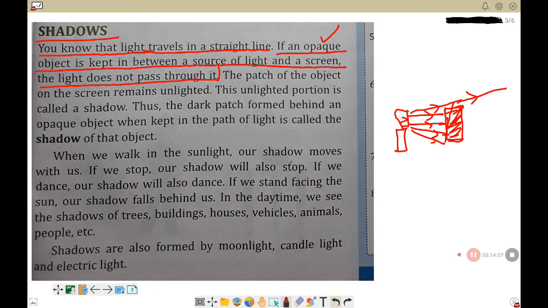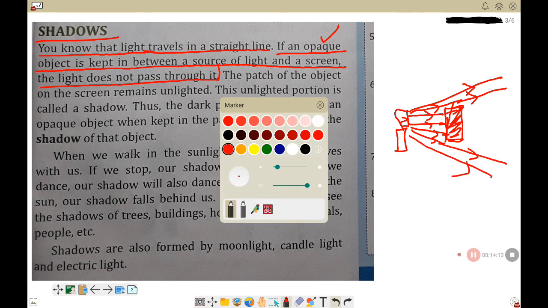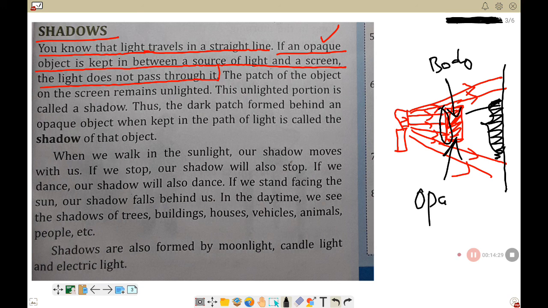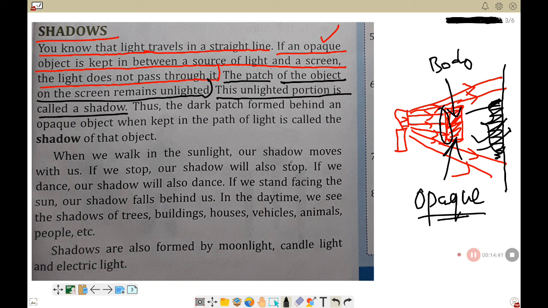So here you see that the light ray is able to pass, but at this point light is not able to pass through this body. Understand? So if I have kept a screen here, this is the area where the light is not reaching because the light has been blocked by this opaque body. So this dark patch of the object on the screen remains unlighted. This unlighted portion is called a shadow. We call it shadow, and in Nepali it is called chhaya.